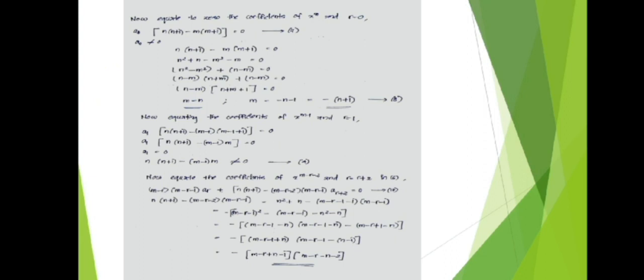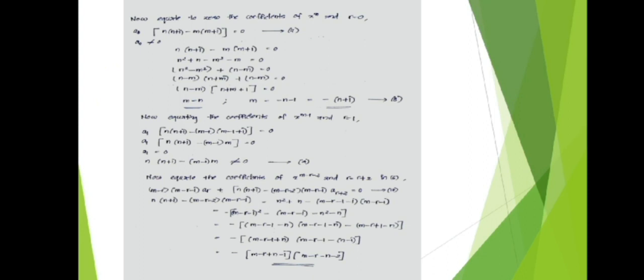From this, a0 cannot be 0 since it's the first term. So solving the next part, n(n+1) minus m(m+1) equal to 0, n² plus n minus m² minus m equal to 0. And so we have solved this equation and we get m equal to n, m equal to minus (n+1), which is marked as equation 8.